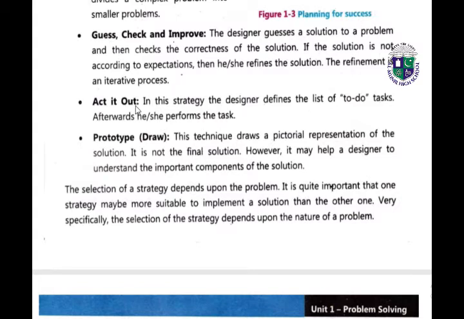Number 2, act it out. In this strategy, the designer defines the list of to-do tasks. Afterwards, he or she performs the task. And number last, very important, prototype. This technique draws a pictorial representation of the solution. It is not the final solution, but it will help to find the solution. However, it may help a designer to understand the important components of the solution. So the selection of a strategy depends upon the problem. It is quite important that one strategy may be more suitable to implement a solution than the other one.